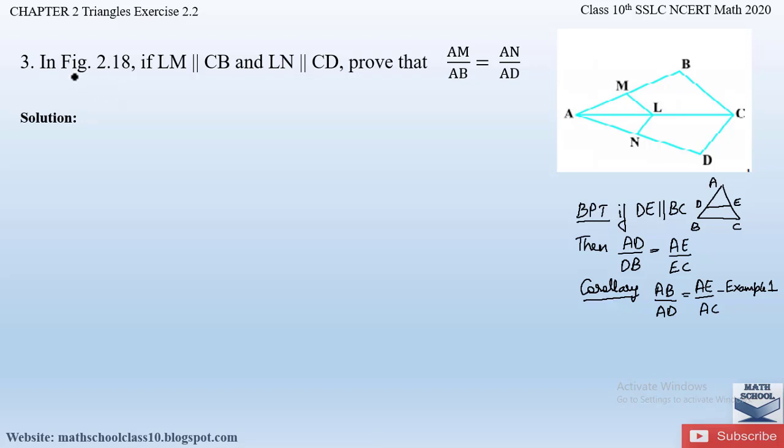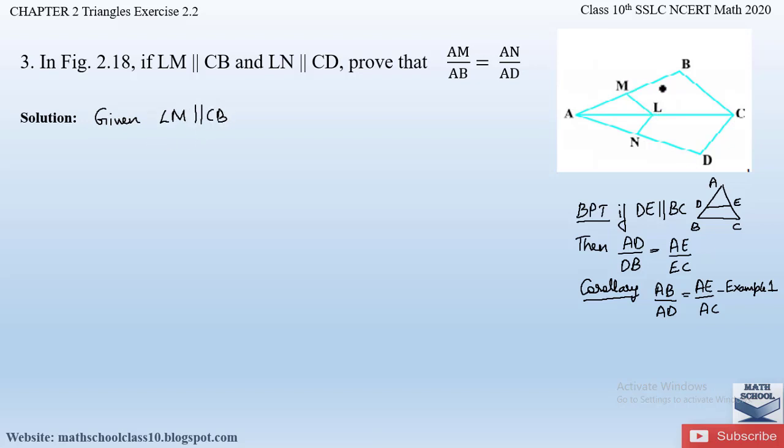So coming back to this question number 3, let us first write down what is given in the question. Here they have given two things, that is, LM is parallel to CB and LN is parallel to CD. So let us first consider LM is parallel to CB. Write down, given LM parallel to CB.